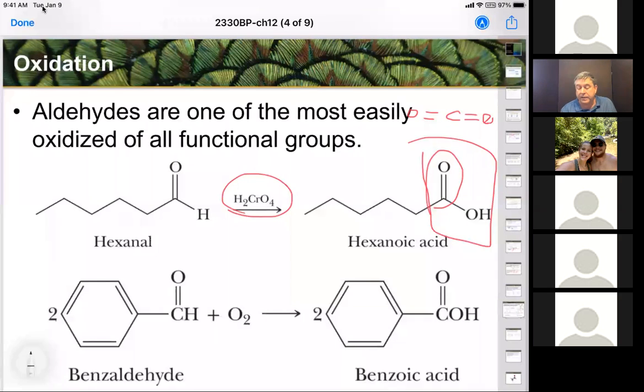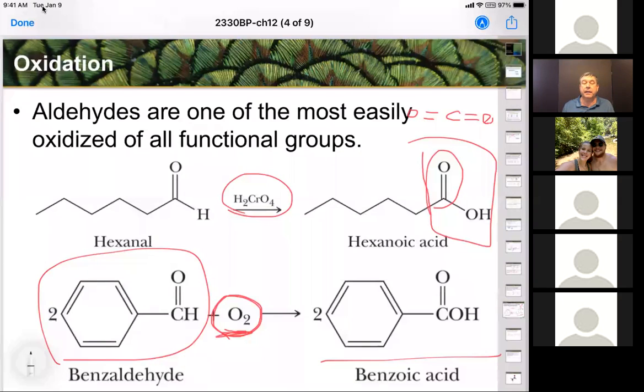In addition, we can heat it with a little bit of oxygen, i.e. air, and we can convert it: 2 equivalents of your aldehyde react with 1 equivalent of oxygen to convert it all the way to the carboxylic acids. So that's one way to generate carboxylic acids from aldehydes, okay? But the idea is the aldehyde itself is being oxidized by those oxidizing species.